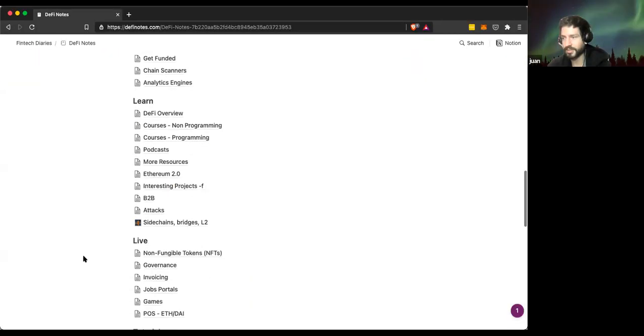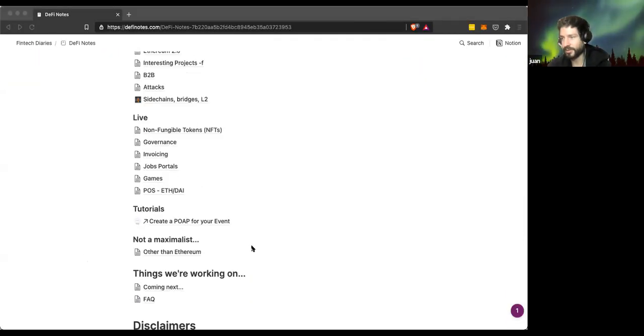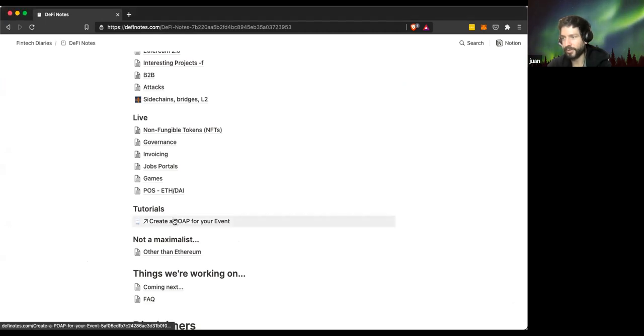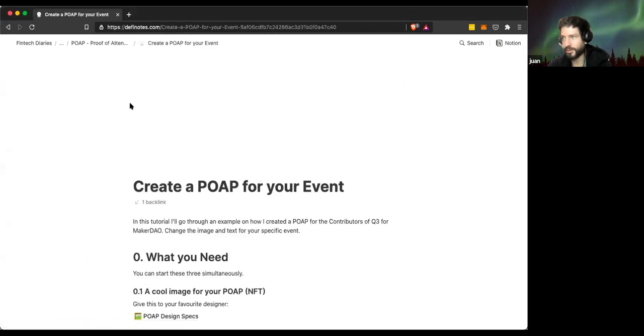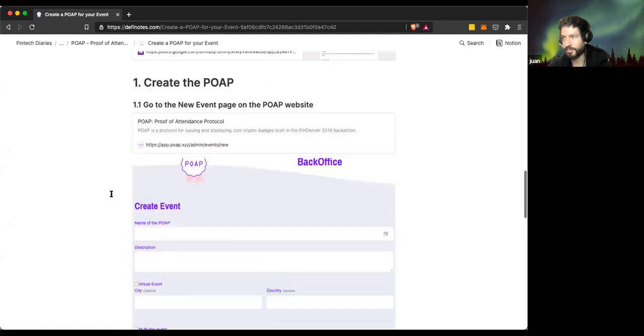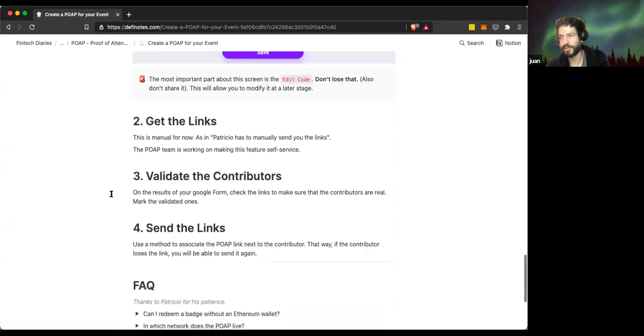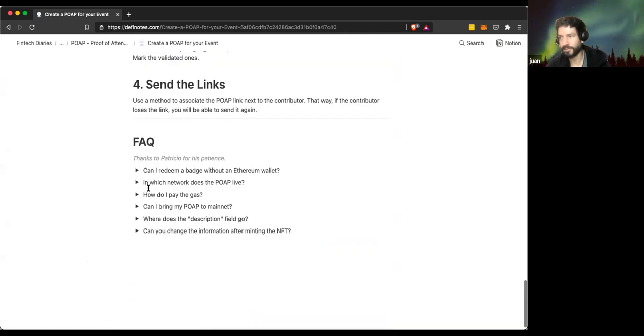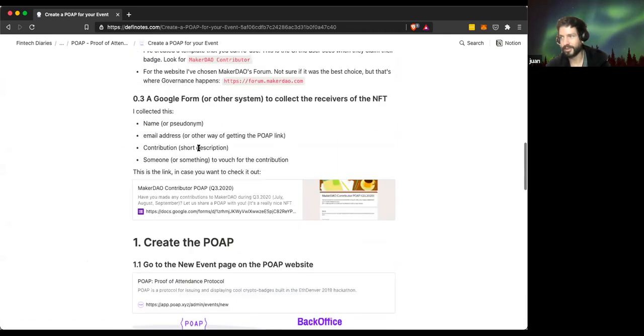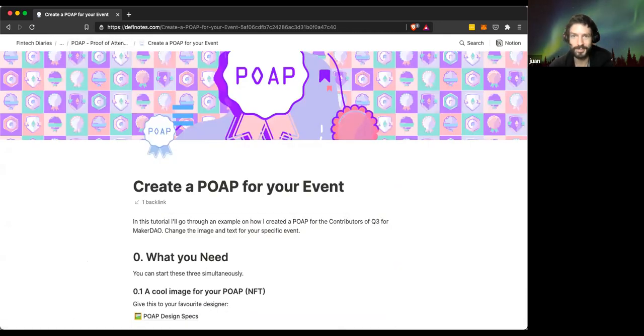Yeah, totally agree. Regarding "couldn't be easier", I actually wrote a tiny tutorial on how to create a POAP for your event. It's on definotes.com, under tutorials. And yeah, it's super straightforward. I put some screenshots for everyone to see, with an FAQ with the answers from Patricio. So again, super easy to do, and we encourage people to check it out.